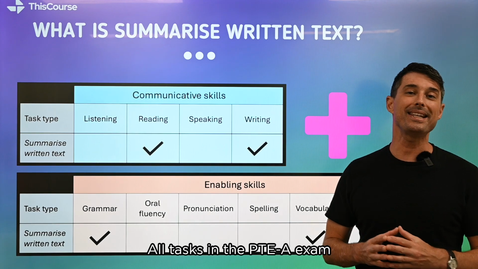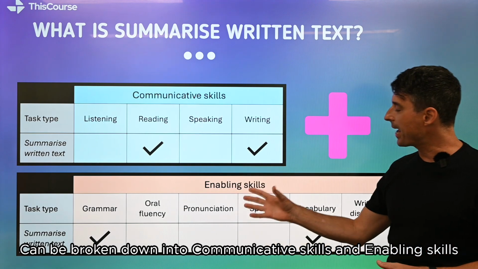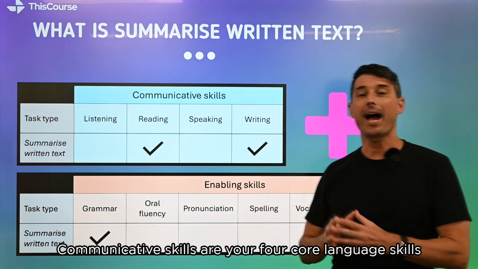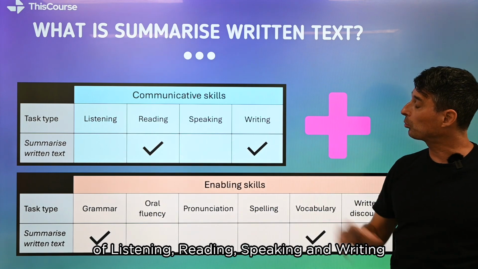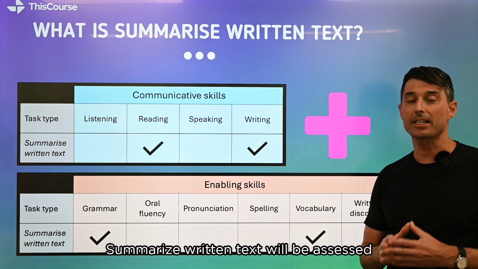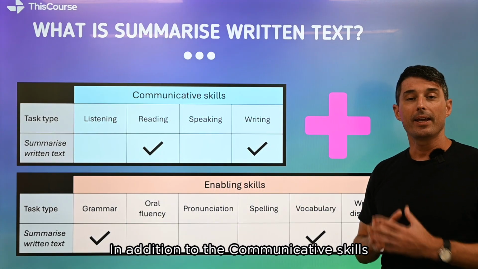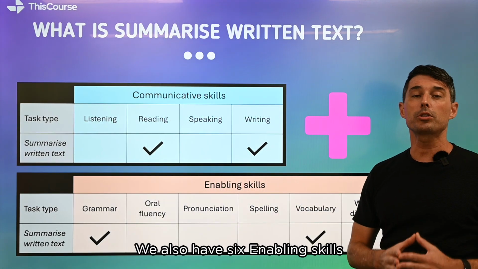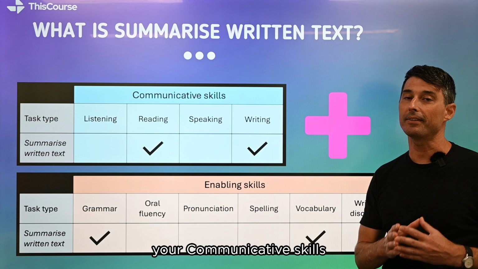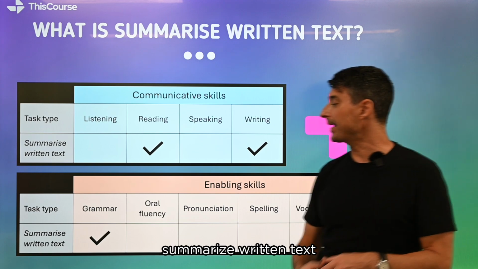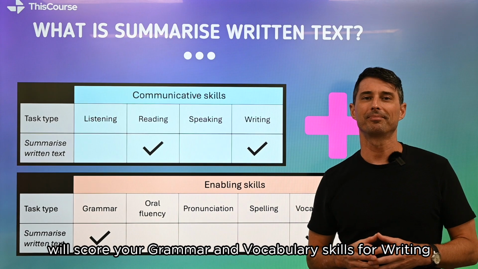All tasks in the PTE-A exam can be broken down into communicative skills and enabling skills. Communicative skills are your 4 core language skills of listening, reading, speaking, and writing. Summarized written text will be assessed on your reading and writing skills only. In addition to the communicative skills, we also have 6 enabling skills that further break down your communicative skills. Summarized written text will score your grammar and vocabulary skills for writing.